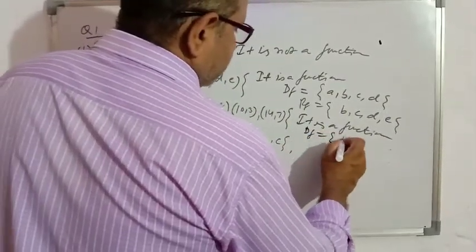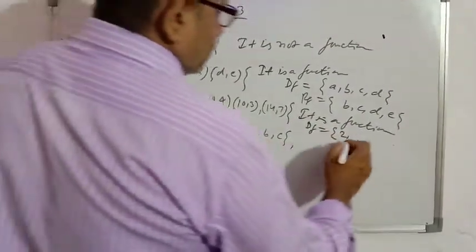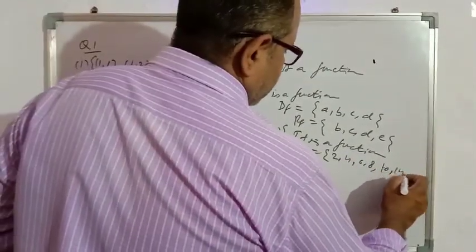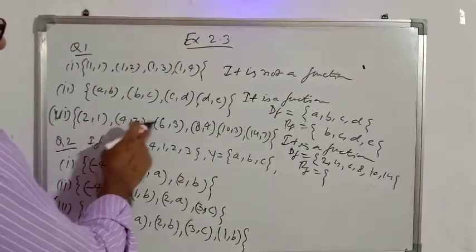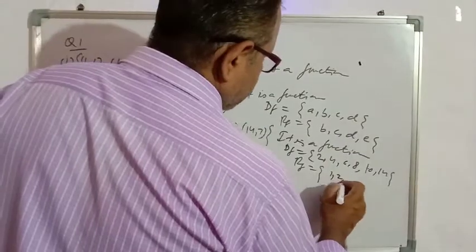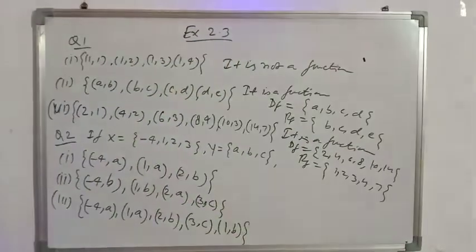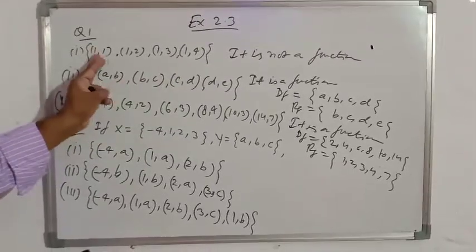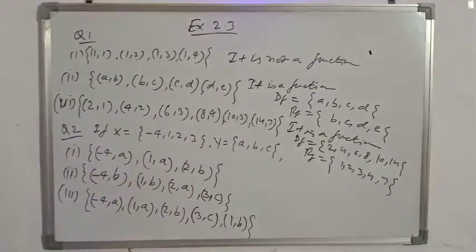The domain of the function is 2, 4, 6, 8, 10, 14. This is the domain. And the range? The range is the collection of second components: 1, 2, 3, 4, 7. So, if the relation is given in roster form, check the first component of the ordered pairs. If two ordered pairs have the same first component, then it is not a function.